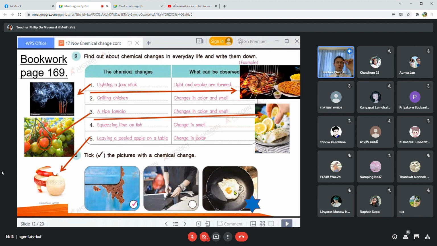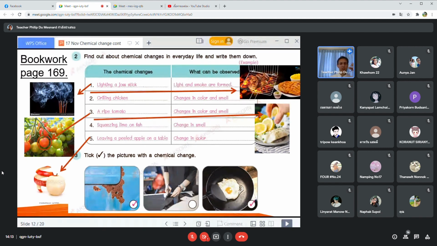Last one, when you cook an egg. Yes or no? Yes. Very good. Because the taste is different, the color is different, even the volume could be different. So yes, it did change.